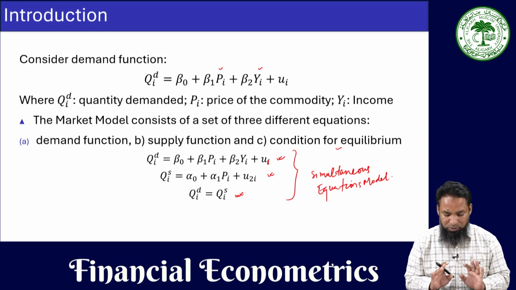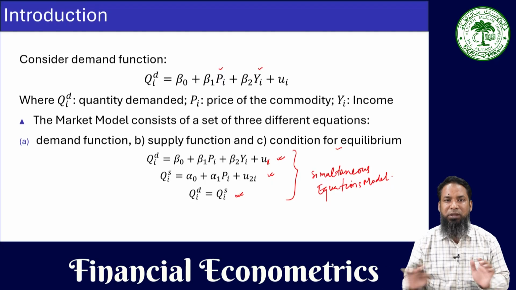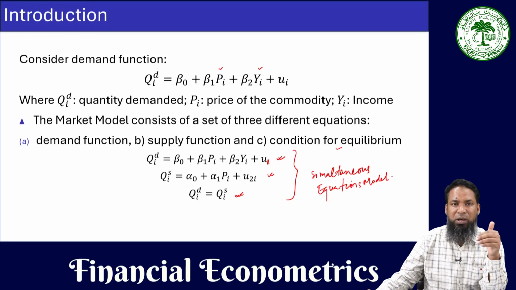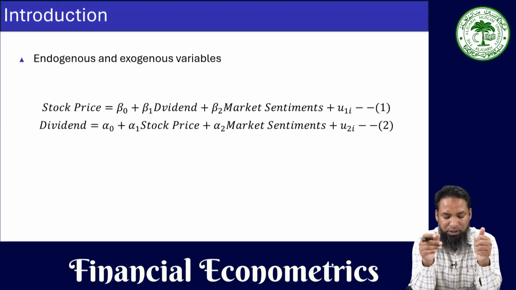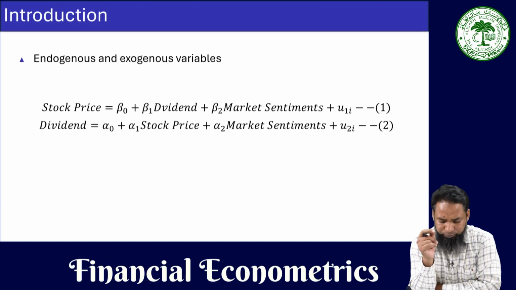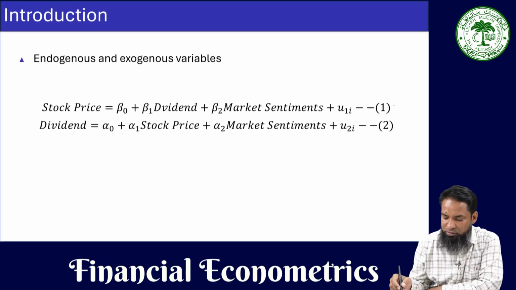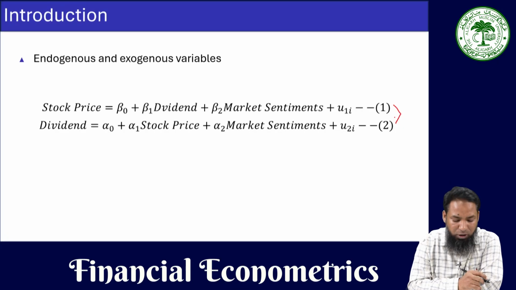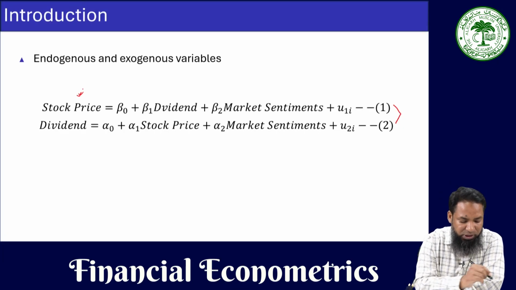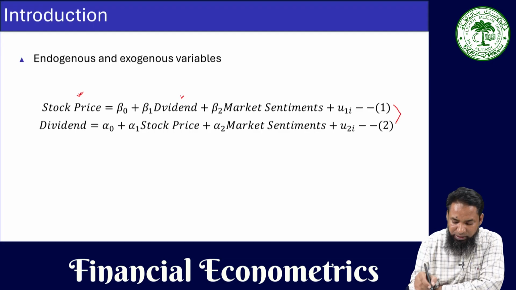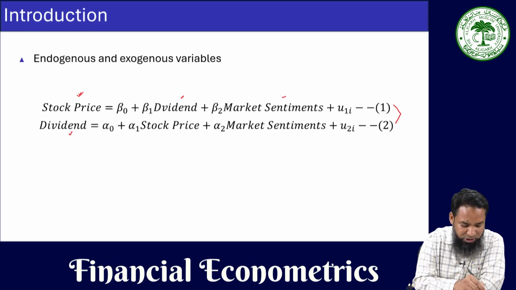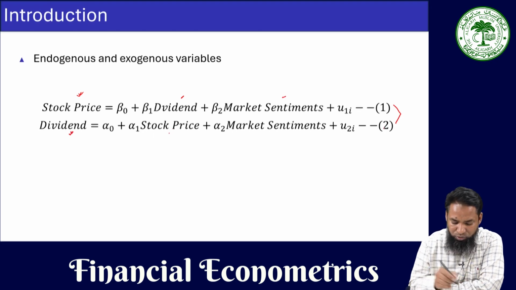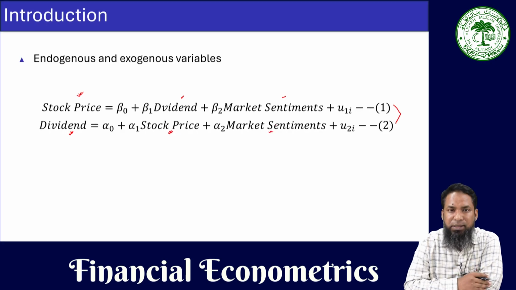Before discussing that, let us understand certain terminology related to the simultaneous equation model. The first terminology is exogenous and endogenous variables. To understand that, let's focus on these two equations. The stock price is determined based on the dividend and the market sentiments. On the other hand, the dividend is determined using equation 2, through the stock prices and the market sentiments.